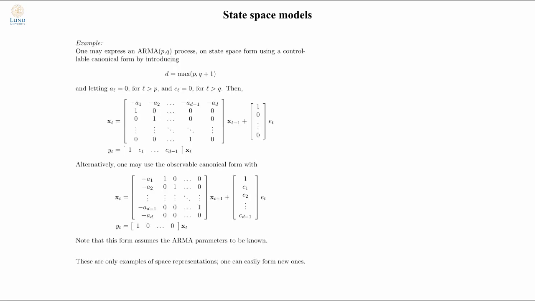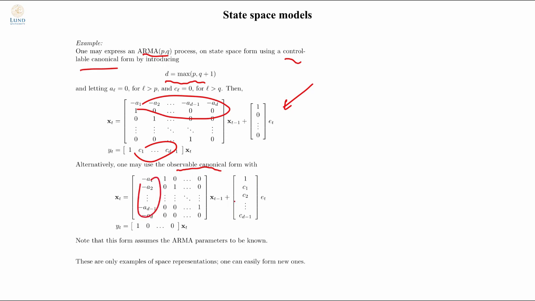So let's look at an example. Say that I have an ARMA(P,Q) process that I wish to represent on state space form. To do so, let me first introduce D, which is the maximum of P and Q plus 1. And then I can just form what's called the controllable canonical form, like this. So I have my A coefficient sitting here and my MA coefficient sitting down here. I can also have an observable canonical form, then my A coefficient sits here and my C coefficient sits here.